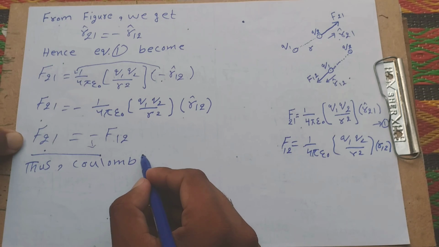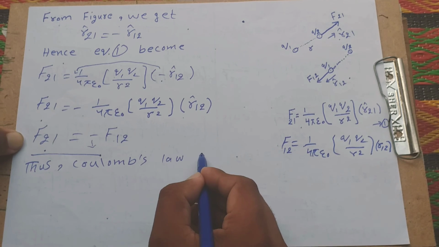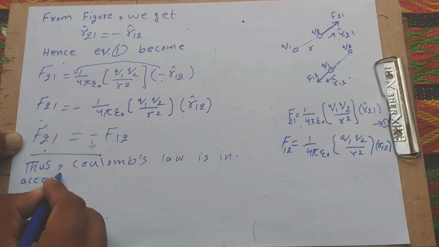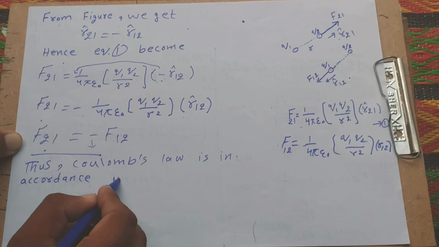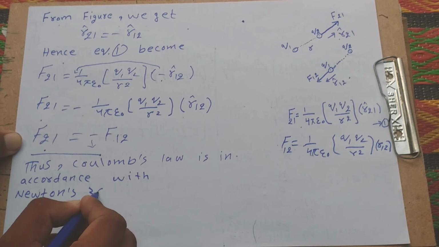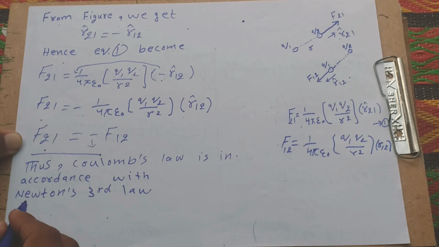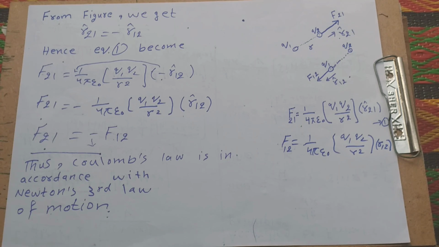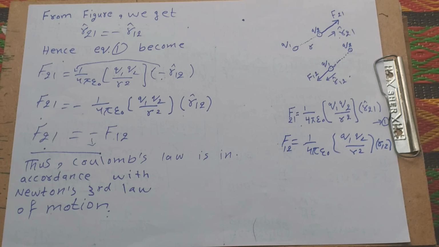Thus Coulomb's law is in accordance with Newton's third law of motion. Clear? Newton's third law also holds in the vector form of Coulomb's law. This is also what we proved.